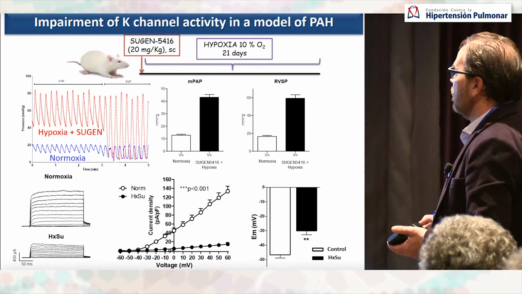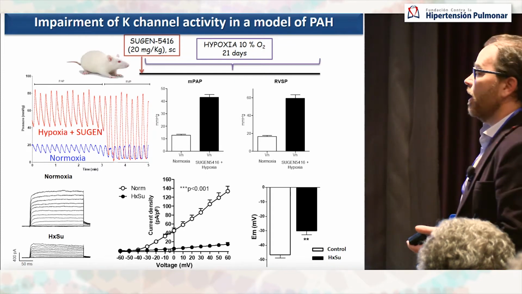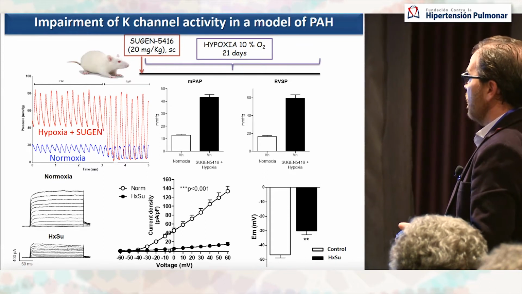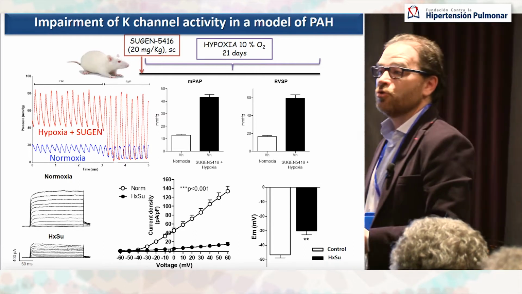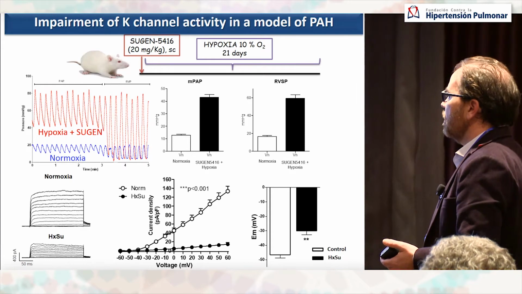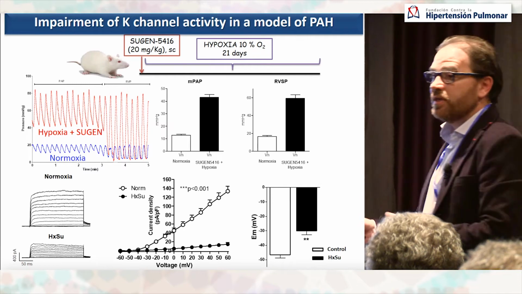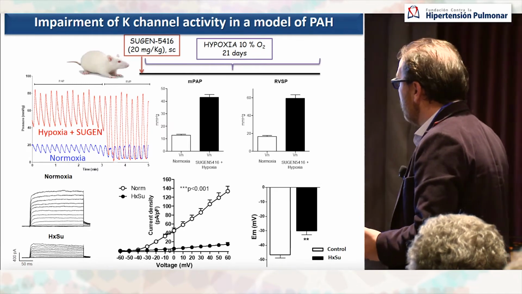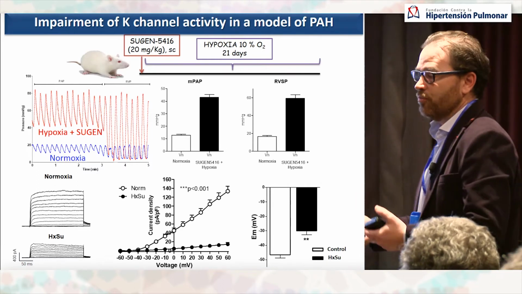Here you can see the pulmonary arterial pressure levels in a normoxic animal or in the pulmonary arterial hypertension animals. And these animals have a marked reduction of the potassium channels as presented here. The activity is much reduced. This reduced activity of potassium channels induces membrane depolarization and makes these arteries more prone to contract and to proliferate.